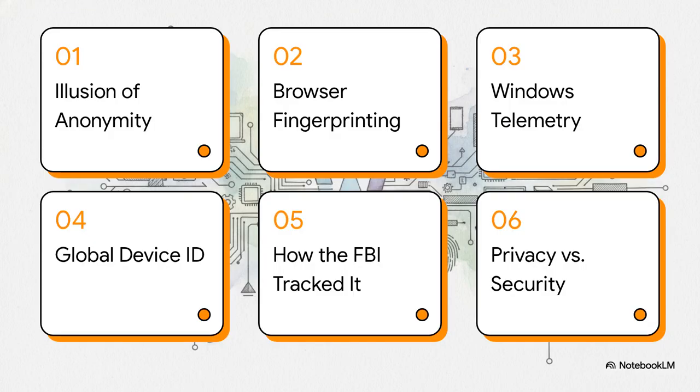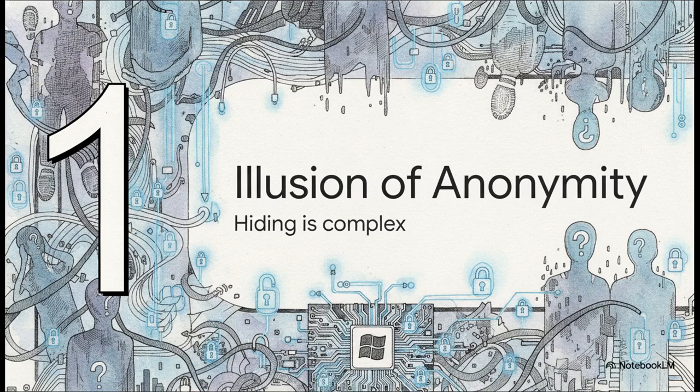Here is our roadmap for today. We'll start with the illusion of anonymity, move into browser-level fingerprinting, then look at Windows diagnostic telemetry, the global device identifier, how the FBI tracked it, and finally, balancing privacy and security. All right, let's jump right into part one, the illusion of anonymity.